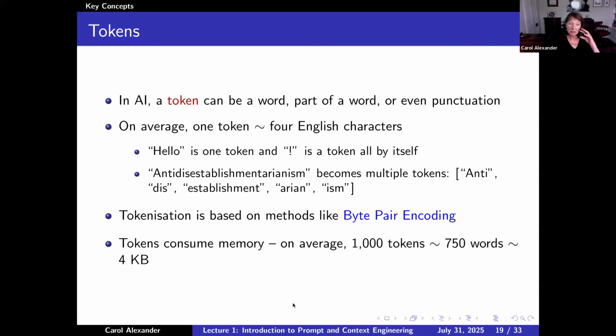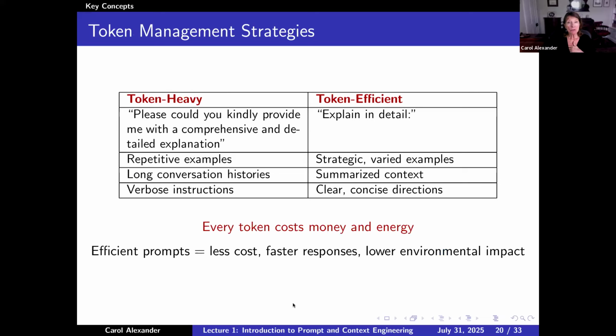So just like ASCII converts into bits and bytes, so do tokens. They consume memory. On average, 1,000 tokens, which is about 750 English words, is about 4 kilobytes of memory. So you want to manage the amount of memory that you're using. Not only that, if you're a professional developer or business, then you pay per token in a way I'll explain in a minute.